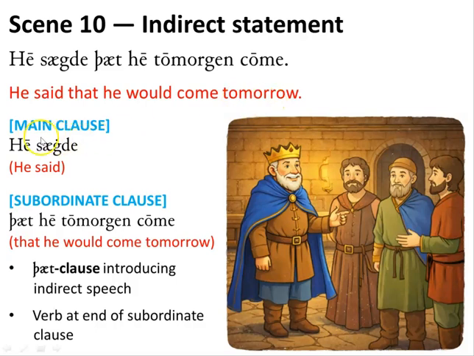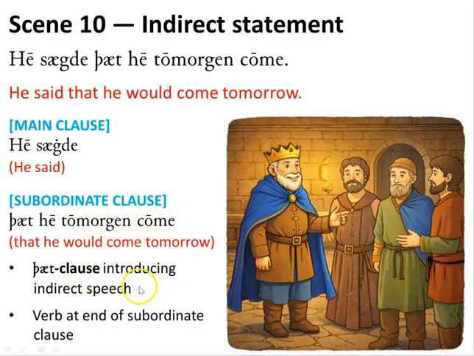He said that he would come tomorrow. The main clause, hij sagde. I didn't mean the G dot there, but I've got it. Sagde. Sagde. Sagde. It's a little bit of a fricative velar sound, okay? Hij sagde dat hij tot morgen komen. Tot morgen komen. That he would come tomorrow.